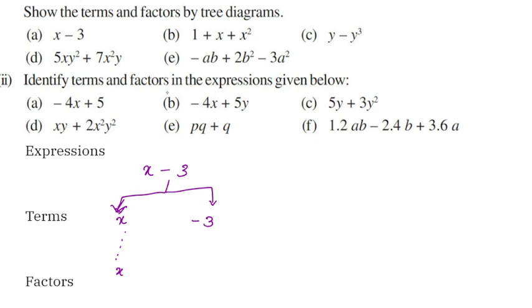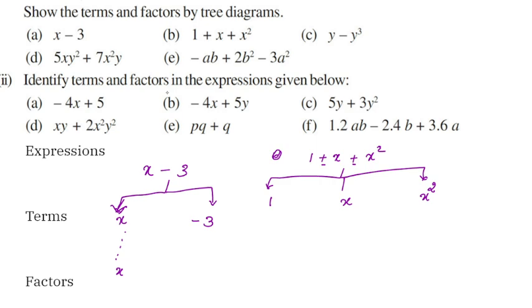Now consider the second expression. That is nothing but 1 plus x plus x square. How many terms are there? We can see there are two addition symbols, so this is the first term, this is the second term and this is the third term. So this has 3 terms.